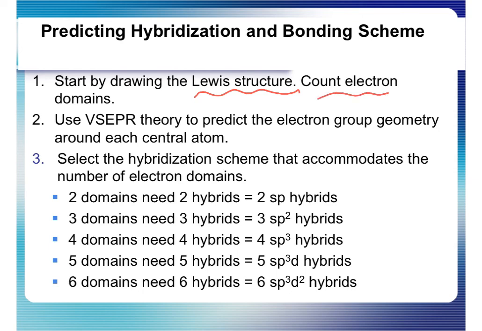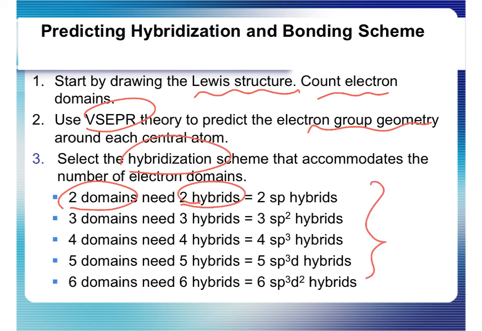Count the electron domains around the central atom. Use VSEPR theory to predict electron group geometry and molecular geometry. And then select the hybridization that goes along with the electron group geometry. So keep in mind that every single domain needs a hybrid orbital. And that is it for hybridization.